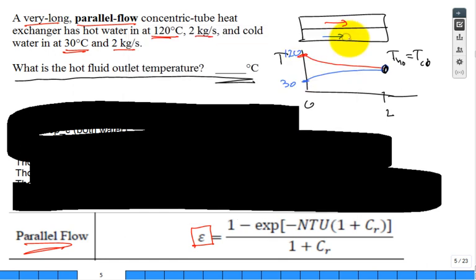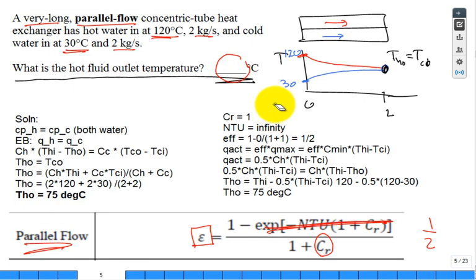And so basically, this exponential of something all goes away to 0. So I have 1 minus 0. But then what is C sub R? It's 1. So I have 1 plus 1, that's 2. So I have 1 over 2, a half. Learn something every day. There you go. All right. Now, how do I use that to actually numerically calculate that hot fluid outlet temperature?